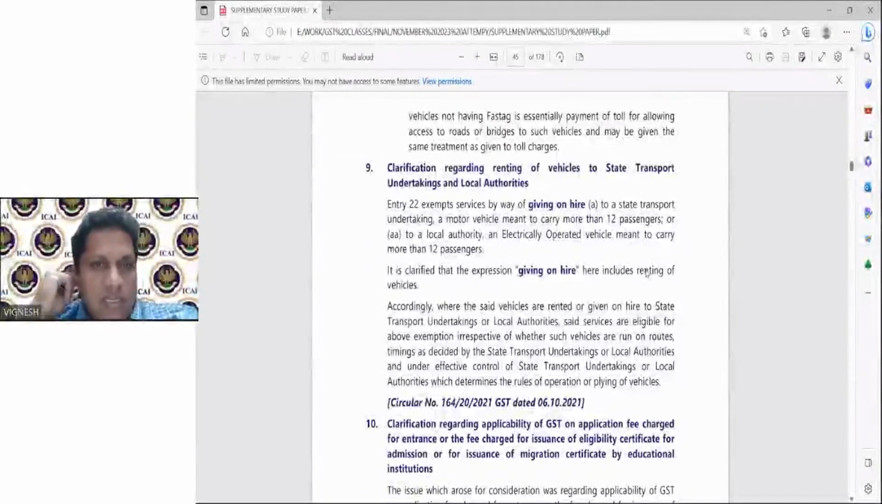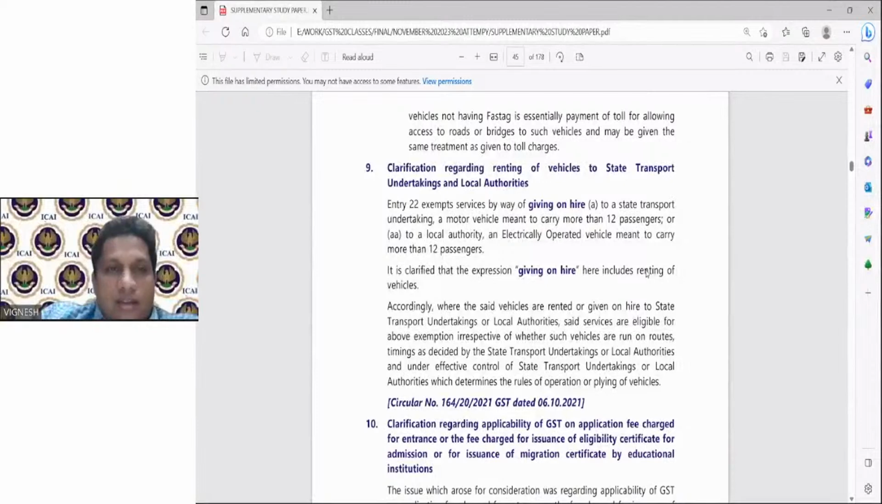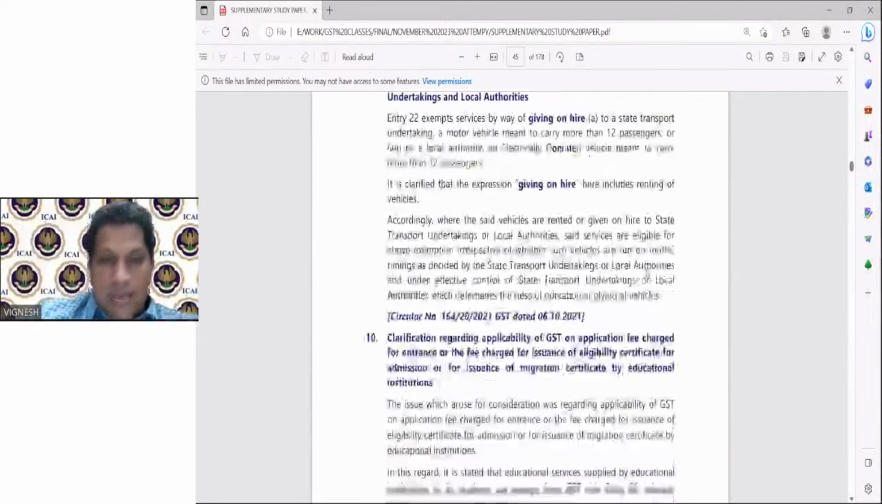That clarification is given. Then renting of vehicles to state transport undertakings, as we see in entry number 22. Hire is given to state transport undertakings for motor vehicles carrying not more than 12 passengers. Hire here is renting of vehicles. It is just a clarification. There was a lot of confusion as to what exactly it meant here. It is clearly hiring of vehicles. It doesn't matter which route it takes, all that doesn't matter. You hire the vehicles, for that you are charging the amount, that is exempt.